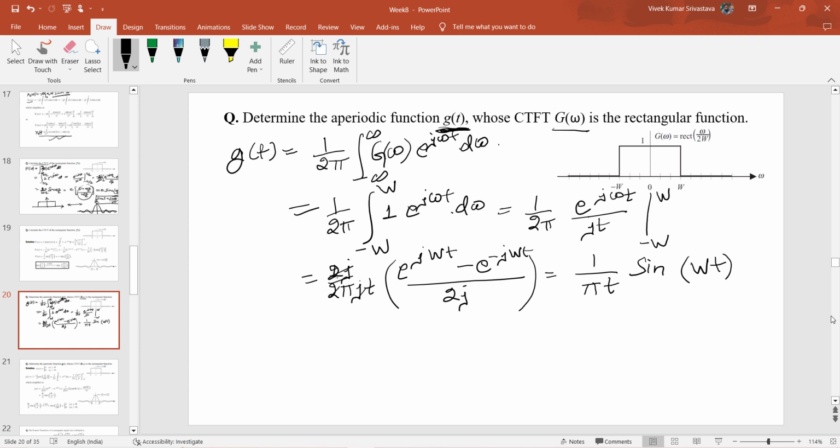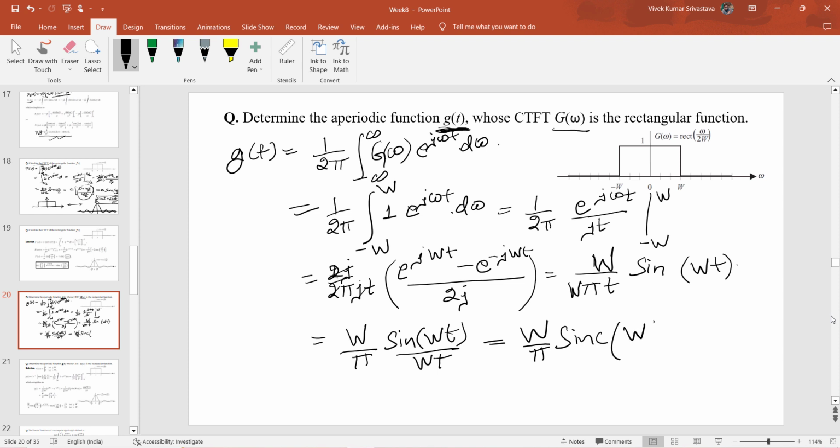Now we can also multiply both numerator and denominator by w, so as to represent this function in terms of the sinc function. Once we multiply both numerator and denominator by w, we will get w by pi sine of wt over wt, which equals w by pi sinc of wt by pi.